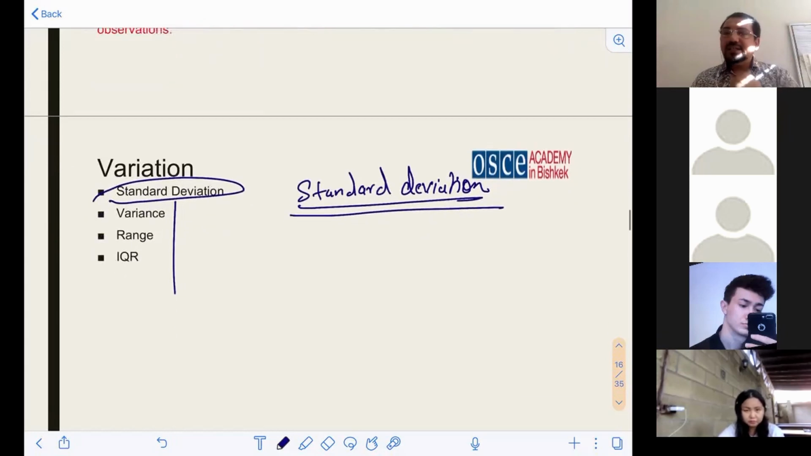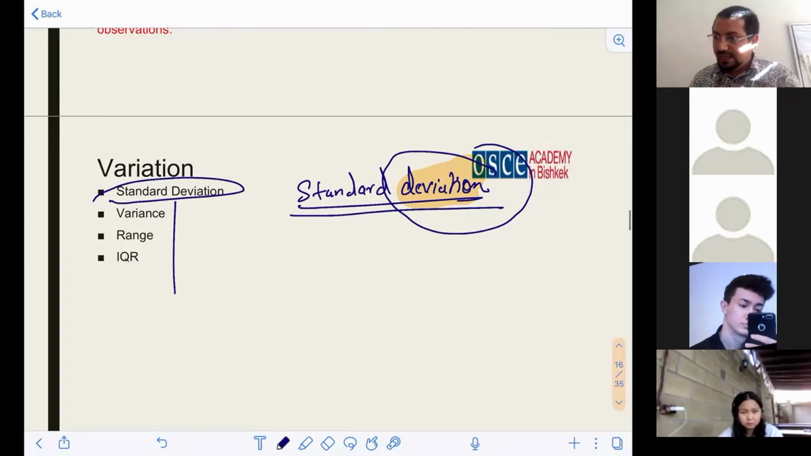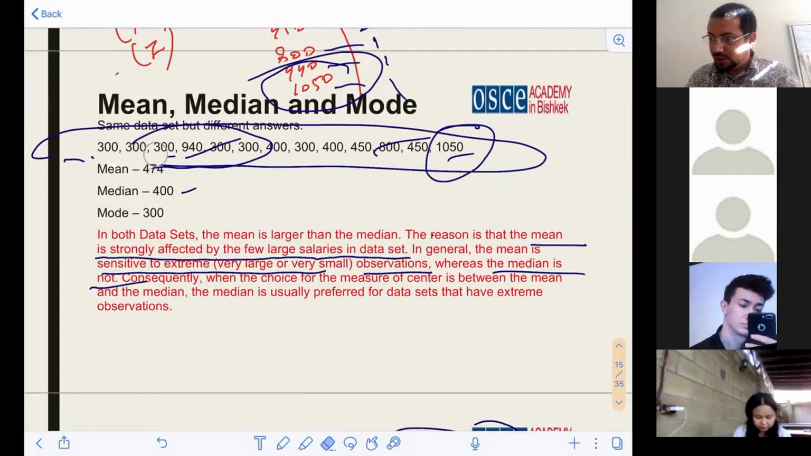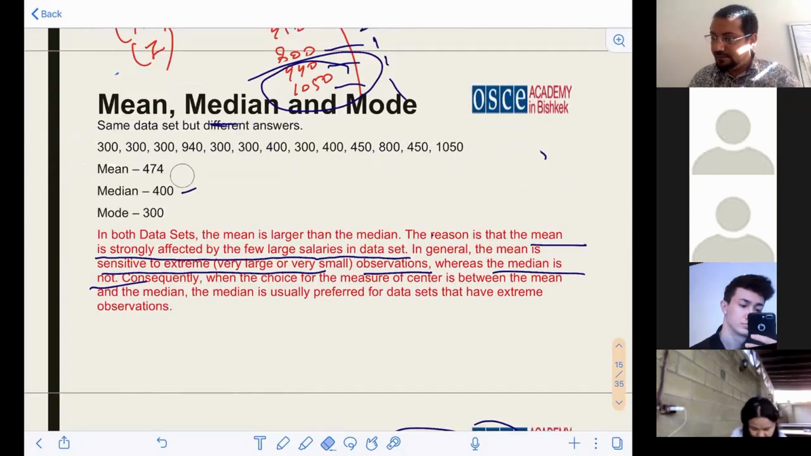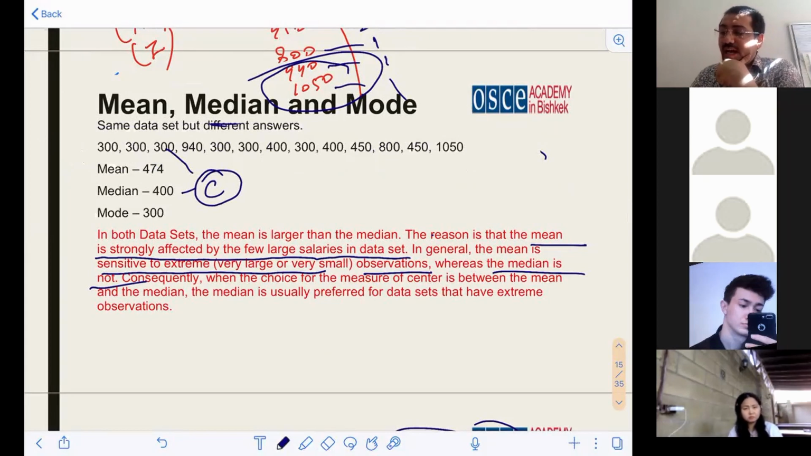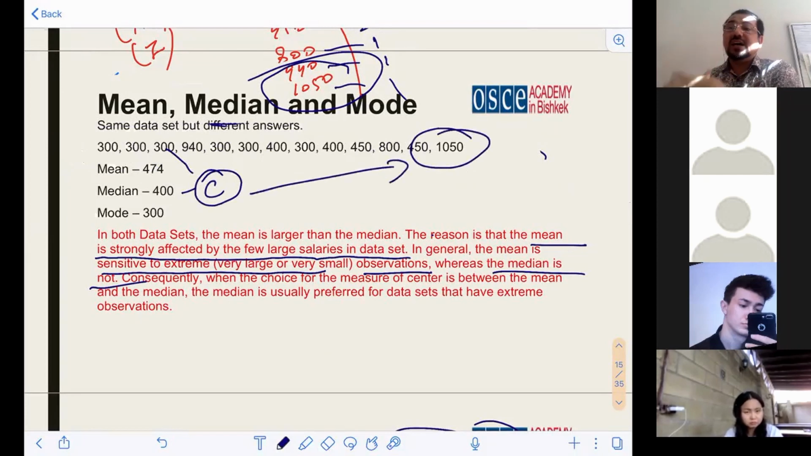So standard deviation, you can see from the word itself, deviation: how much my x is deviated from the average. Let's again look at this question. There is a guy A, or say, let's say guy C. He knows his salary is $300, and he says, hey, how far am I from $1,050? How much deviated am I?